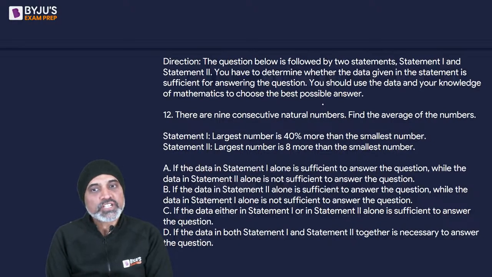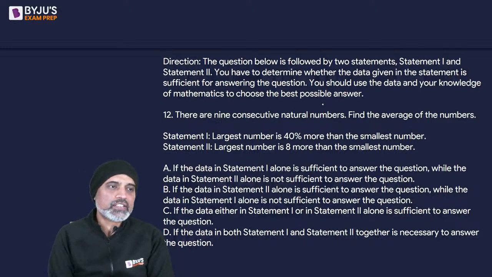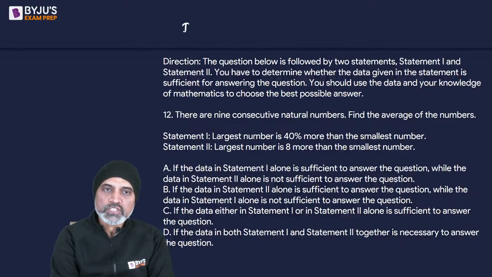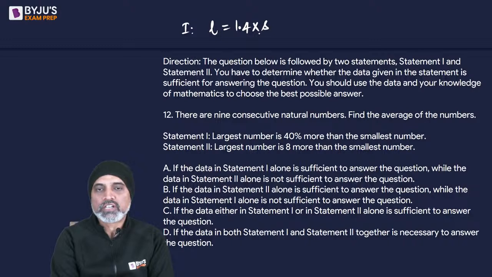There are 9 consecutive natural numbers. Find the average of the numbers. So all we need to find is the starting number, the last number, or the middle number, because it says 9 consecutive. Statement 1 says the largest number is 40% more than the smallest number. So if I use the first statement, it says the larger number is 40% more than the smaller number.